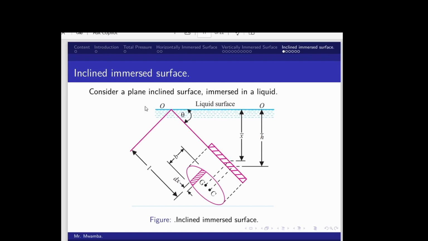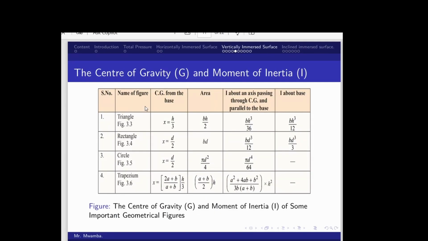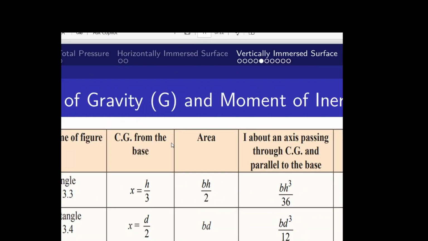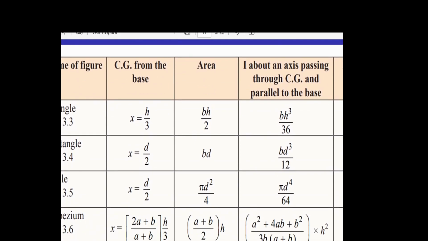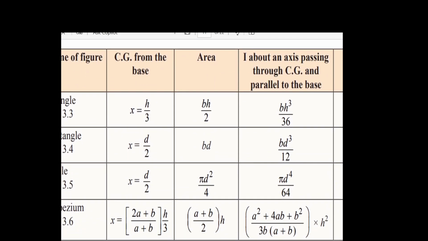I was kindly asking if you can simply just scroll down on the table. I'm trying to follow on this. Why is it 1 over 3? Here it's saying the x bar is just h over 3.